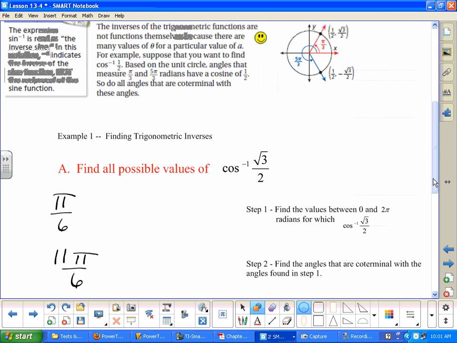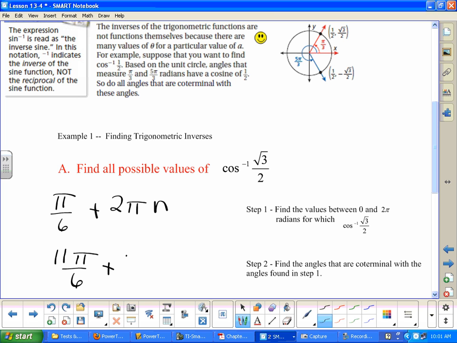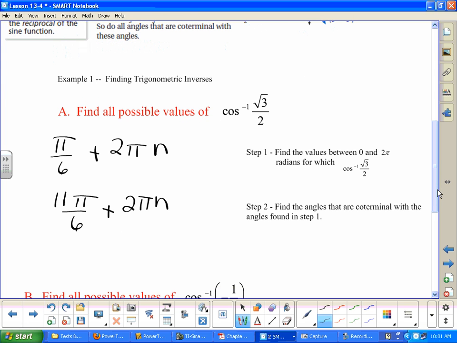So my answer then is going to be pi over 6 plus, I'm going to say 2 pi n, and 11 pi over 6 plus 2 pi n. Right? And then we have to put a conditional statement with it. That means that where, that's a comma, where n is in what? It's a type of number. Whole, natural, integer, real. Okay, not radical. Okay, it's where n is an integer.